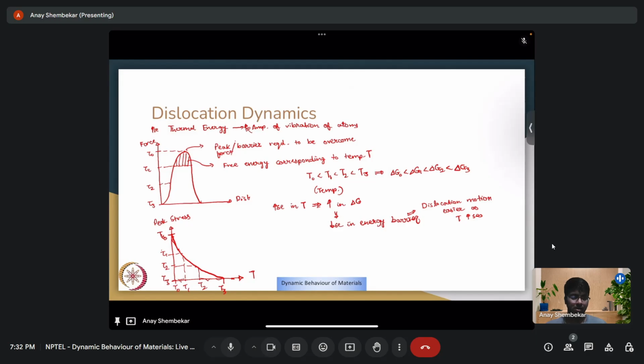So while thermal energy plays a role, it's important to note that thermal energy plays a role in short range barriers, short range obstacles, but not in long range obstacles.